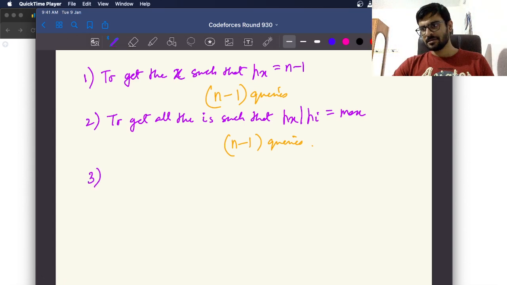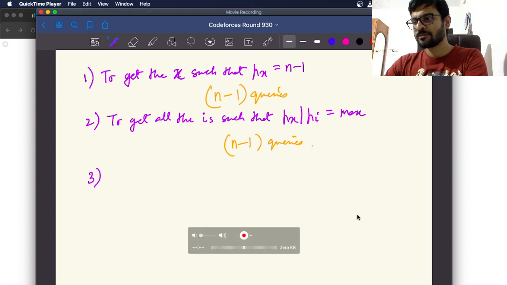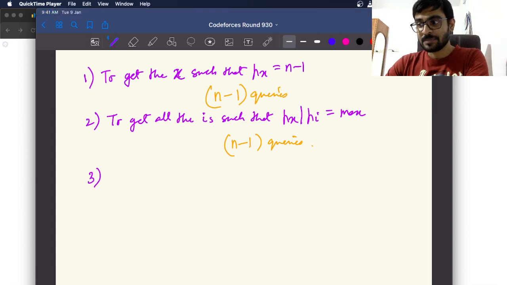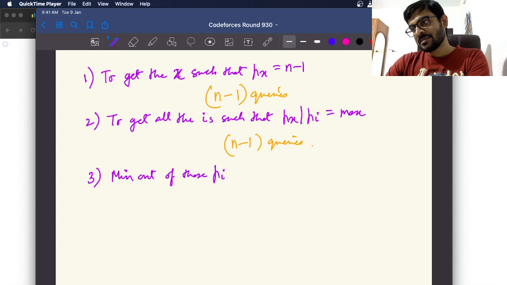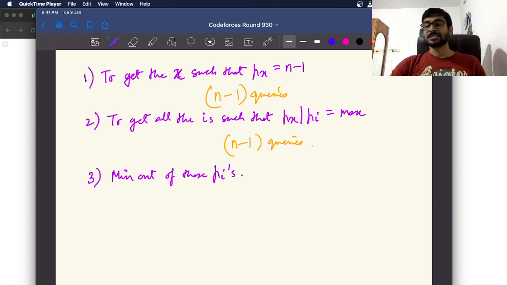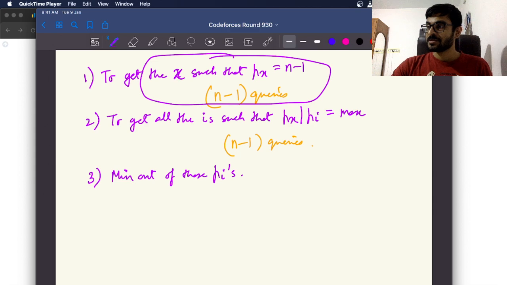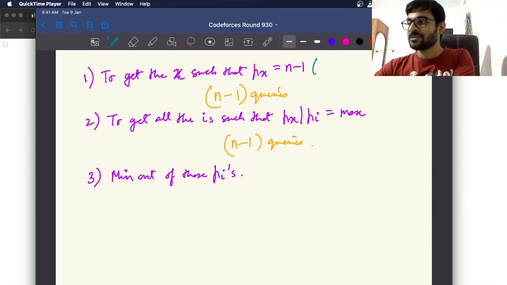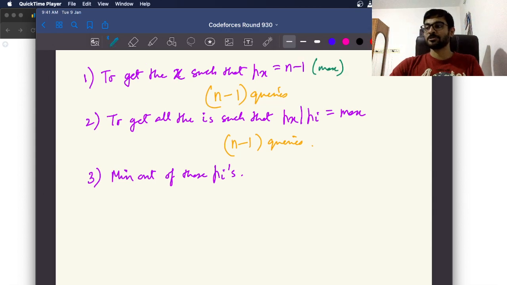And then the third step is that out of those PIs, you have to find the minimum. You know how to find out the maximum, so you also know how to find out the minimum. Here you found out the maximum. So the minimum will follow exactly the opposite strategy.